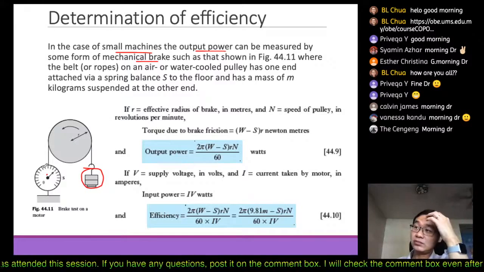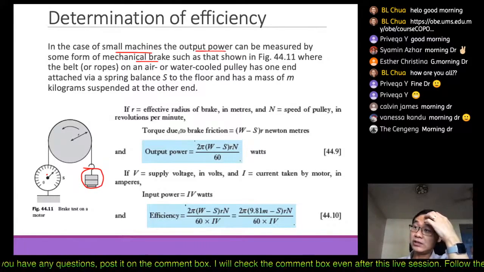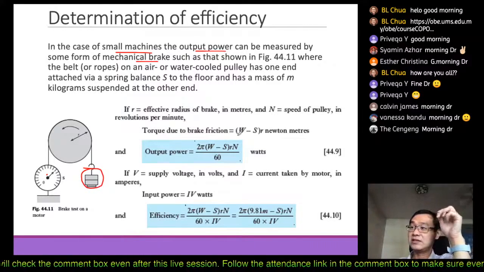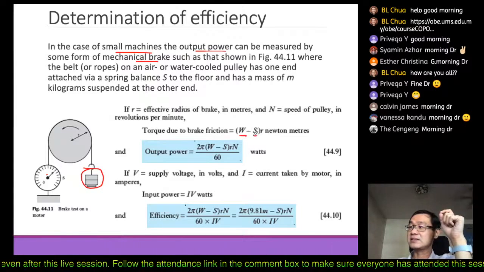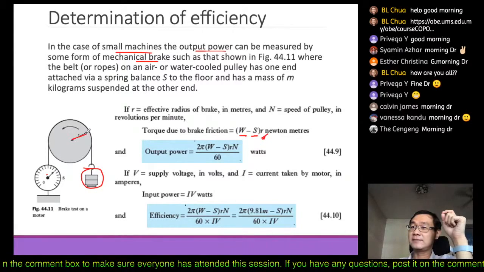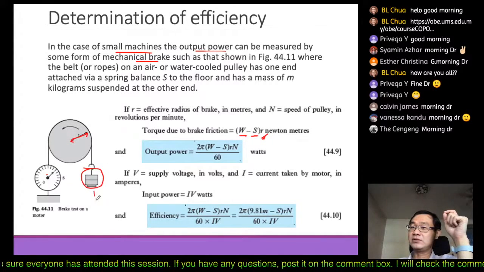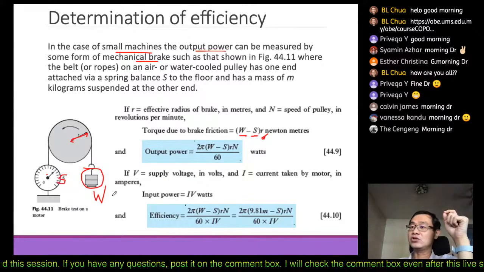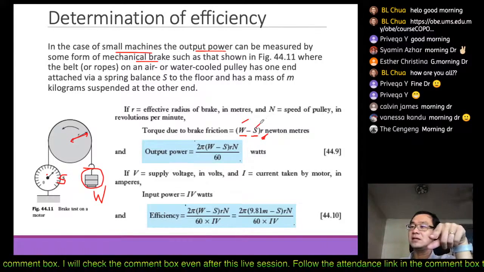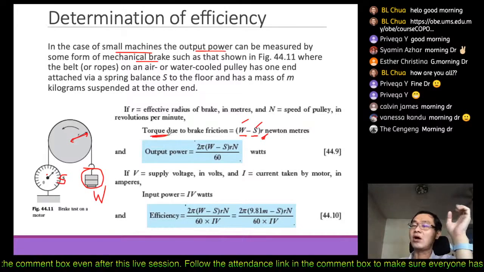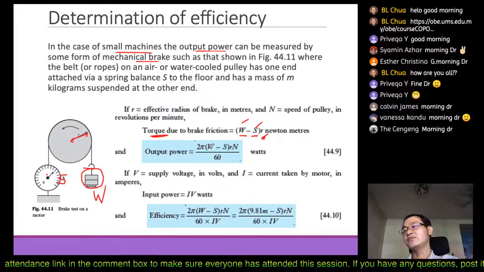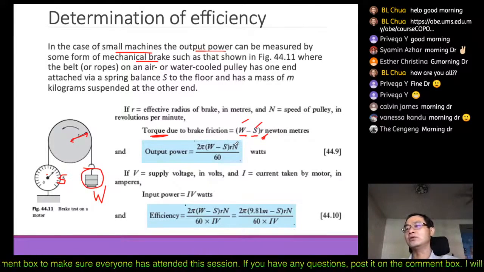So in order to know the torque being supplied by the motor, it is given by the (W minus S) times the R. R is the radius, this R. So this is the W, this is the S, right? So you fix the weight, you read the S, multiply by the R, you know what is the torque actually given by the motor, right? So based on that, you will know what is the actual output of the motor.